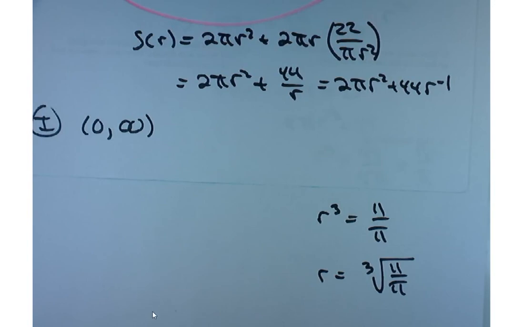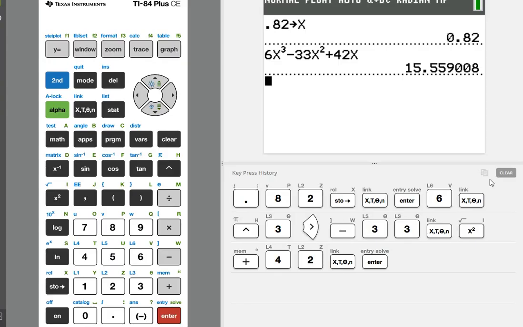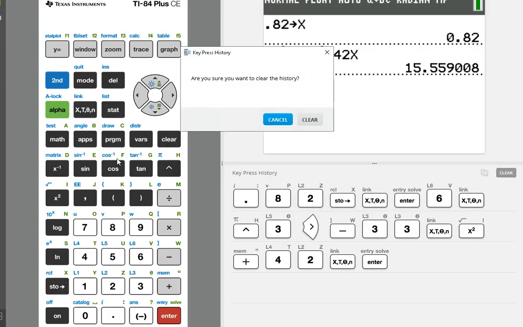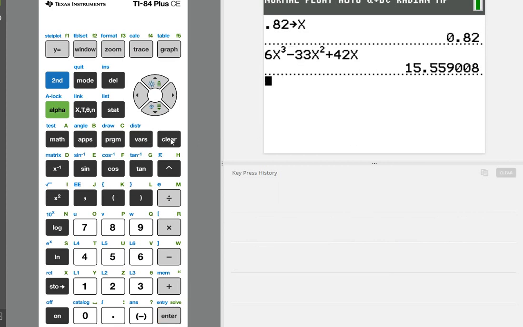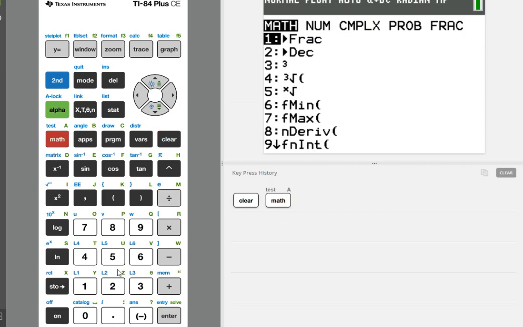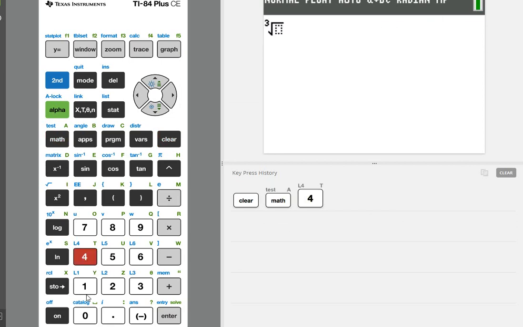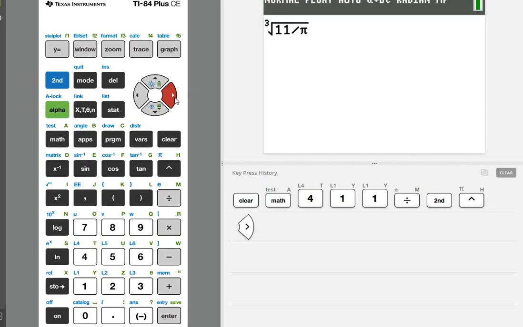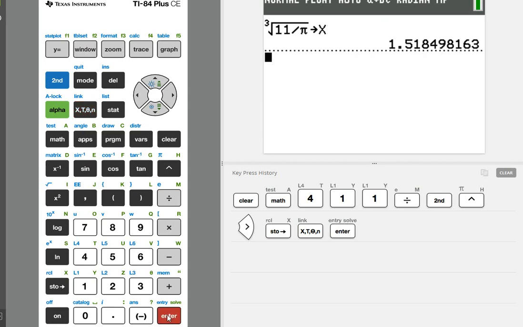Let's see. So I'm going to just plug this in numerically. I want to first calculate my value of r. So let's clear this up here. That's going to be the cube root. You can find that underneath the math menu, option 4. Cube root of 11 divided by pi. Exit that. Let's hit the store key, because that's kind of a pain of a number to plug in.